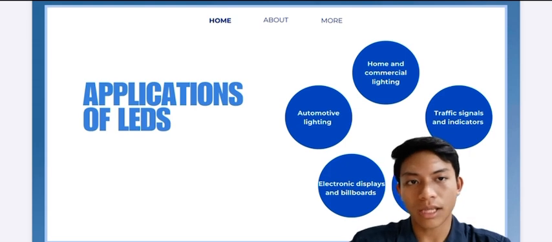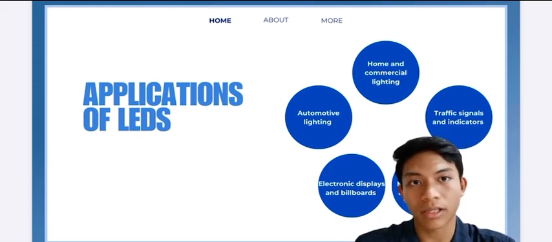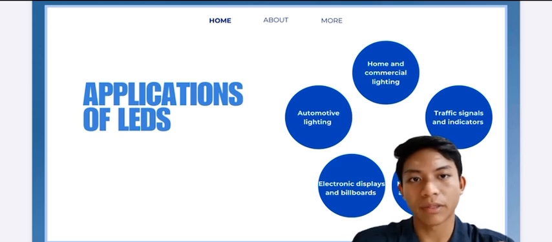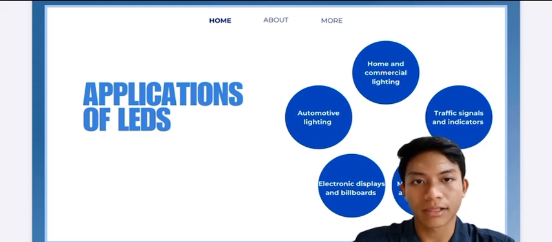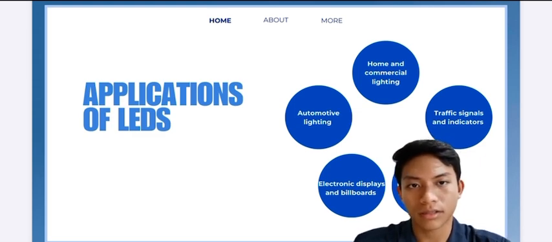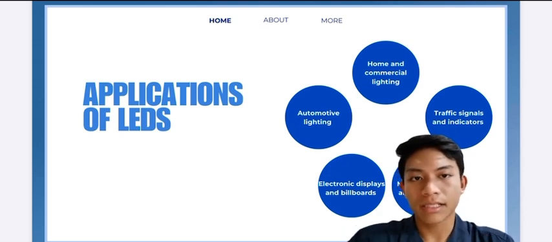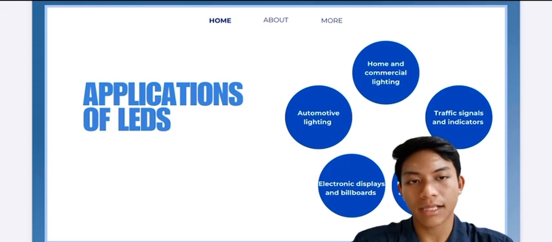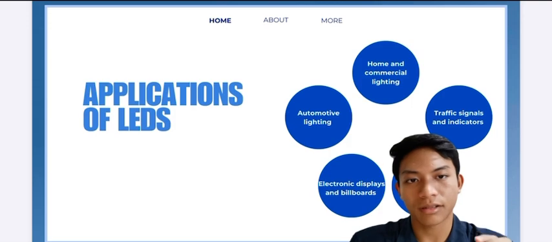In the digital world, LEDs are used in electronic displays and digital billboards because they can display bright and vivid colors. Additionally, LEDs are used in automotive lights such as headlights and brake lights, and in medical devices like surgical lights and diagnostic equipment, making them a versatile and essential technology.